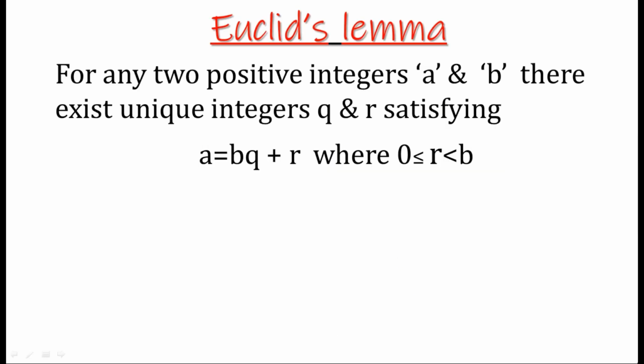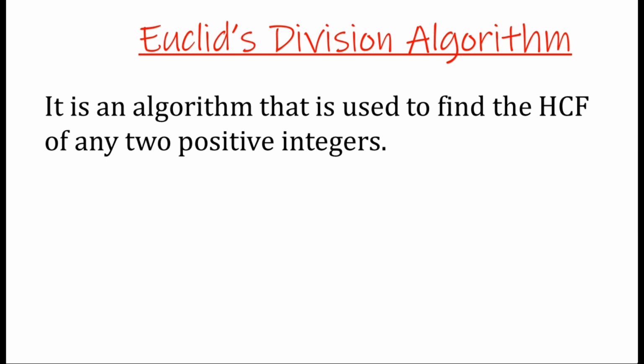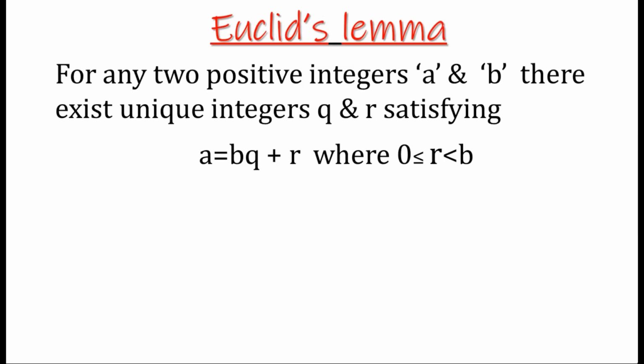Now, let's come to Euclid's lemma. What is Euclid's lemma? For any two positive integers a and b, there exist integers q and r satisfying the property a equals bq plus r, where r lies between 0 and b.